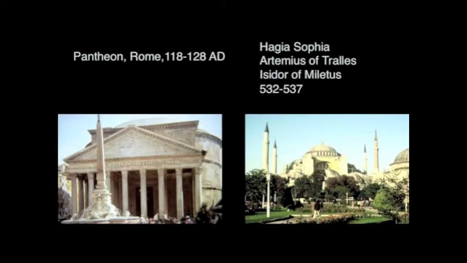Does anybody have an idea about why that would make sense? Why wouldn't you want your great Christian church to look like the Pantheon, if the Pantheon's such a great church? Right, it's a pagan temple. It's a pagan temple to a whole bunch of pagan gods. A Christian church should look different. And so there's no interest whatsoever in reprising the kinds of elements that articulated the facades of pagan churches.